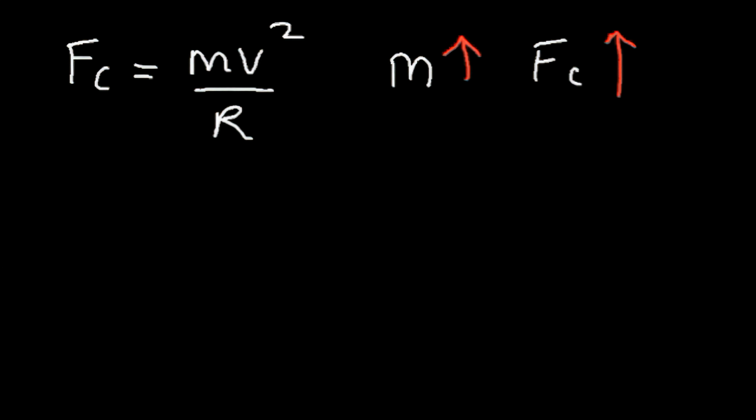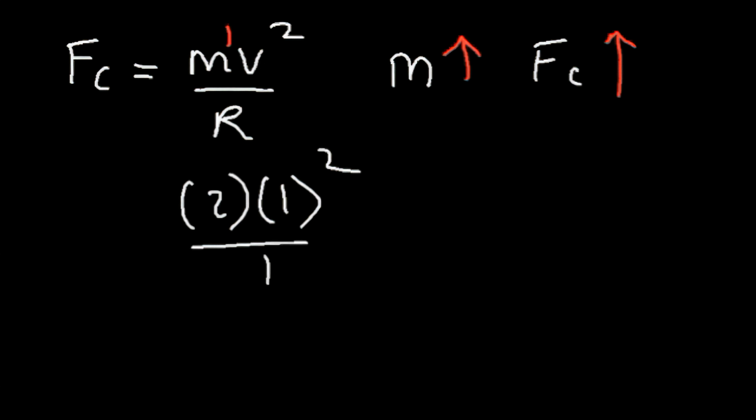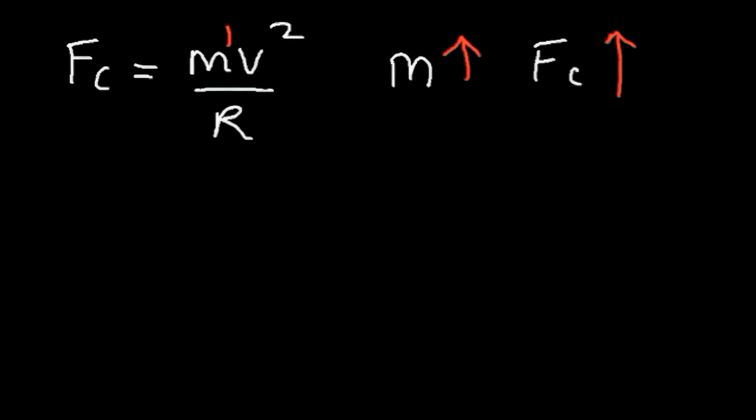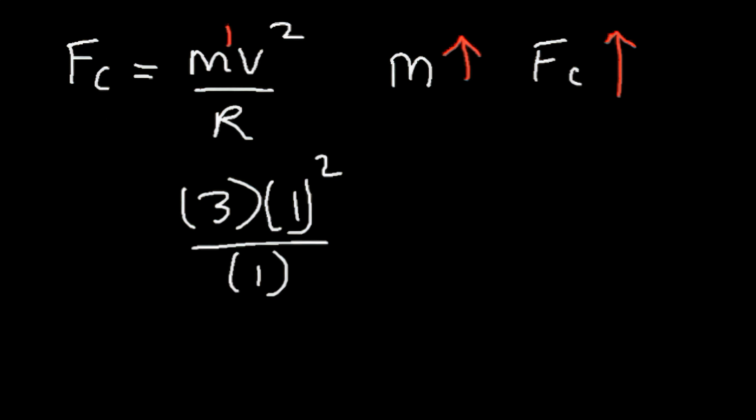And the way you can figure this out is by plugging the numbers into the equation. Whatever doesn't change, plug in a 1. If it changes, plug in a number that corresponds to that change. So if we double the mass, plug in 2 for m. And if everything else stays the same, plug in 1. So then the force will equal 2, which means that the force will double in magnitude. If we triple the mass, plug in 3 for m, and everything that stays the same, keep it 1. So the force will triple.